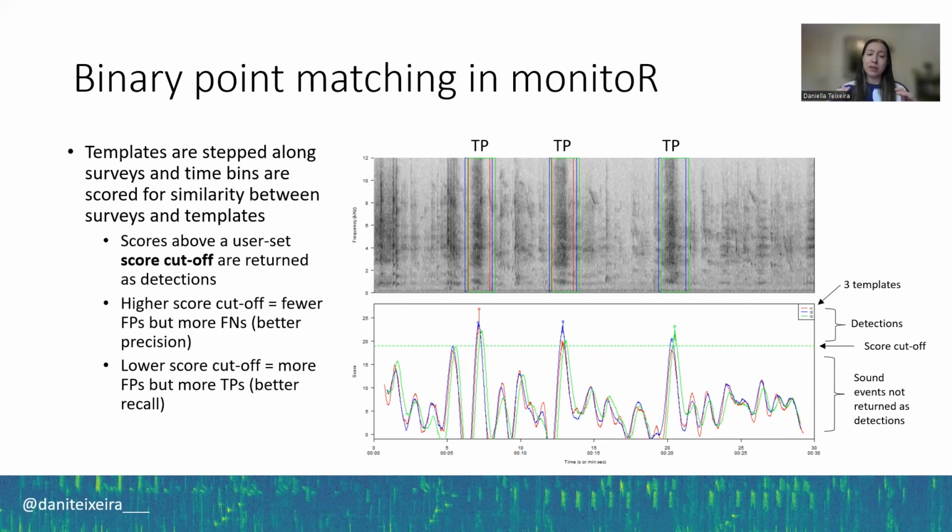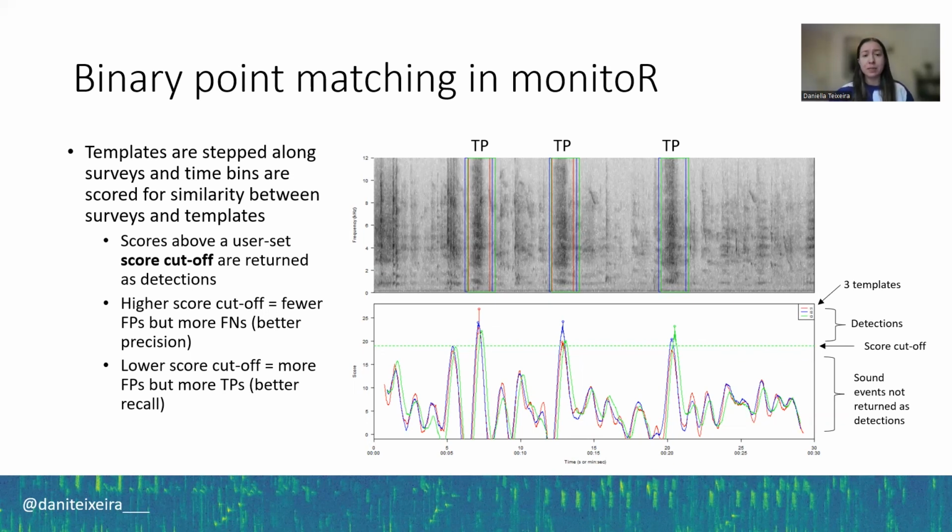So the higher you have it, the fewer false positives you have, so you should get better precision, but then you're probably going to start missing some calls. If you bump it right down, you'll have better sensitivity, so better recall, but you're likely to get more false positives. Deciding where that should sit for your particular project is based on so many things that I don't really have time to talk through in detail today. But for this example, for glossy black cockatoos, I didn't need all of the calls on a day, I just needed a few. So having better precision and a higher score cutoff was important.